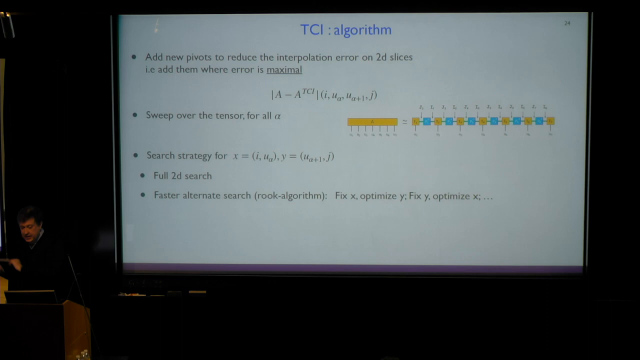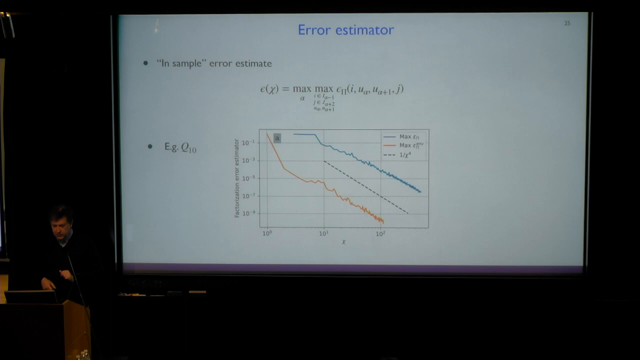Okay, there are different strategies to evaluate this. I'm not going to go into this. We tried several ones. It doesn't make much difference how to explore the two-dimensional slice to find the pivots. In this problem, it's not very important. So, just to finish on that, the error is precisely the maximum of the error on the slices and maximum on the sweeps, and that's the error estimator which we wanted to have.